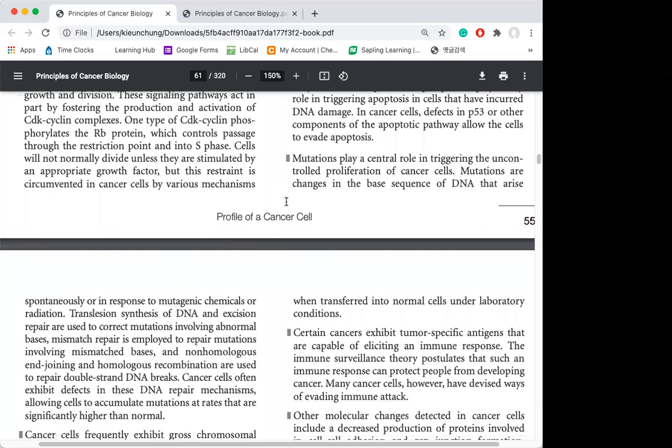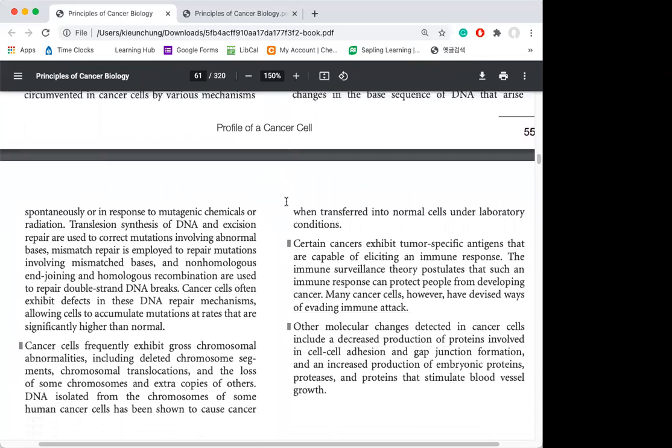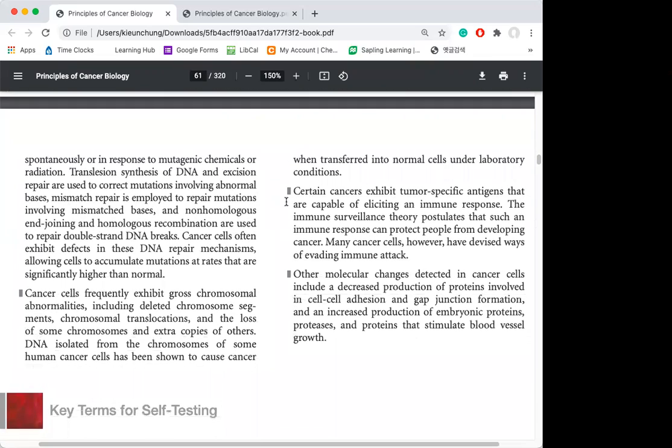Mutations are changes in the base sequence of DNA that arise spontaneously or in response to mutagenic chemicals or radiation. Translesion synthesis of DNA and excision repair are used to correct mutations involving mismatched bases, and nonhomologous end joining and homologous recombination are used to repair double-strand DNA breaks. Cancer cells often exhibit defects in these DNA repair mechanisms, allowing cells to accumulate mutations at rates that are significantly higher than normal.